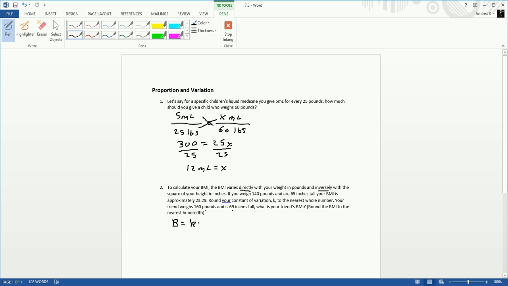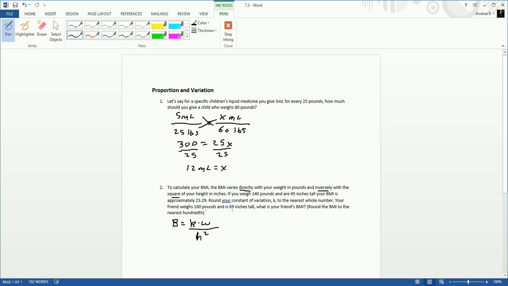this case, the weight, because the weight varies directly with the BMI, over, and then we have that the height varies inversely with the BMI. And not only is it just the height, it is the square of the height. So we're going to have h squared in the denominator here. So h for height, w for weight here. Once we have that set up, we can move on to the next part of our sentence.